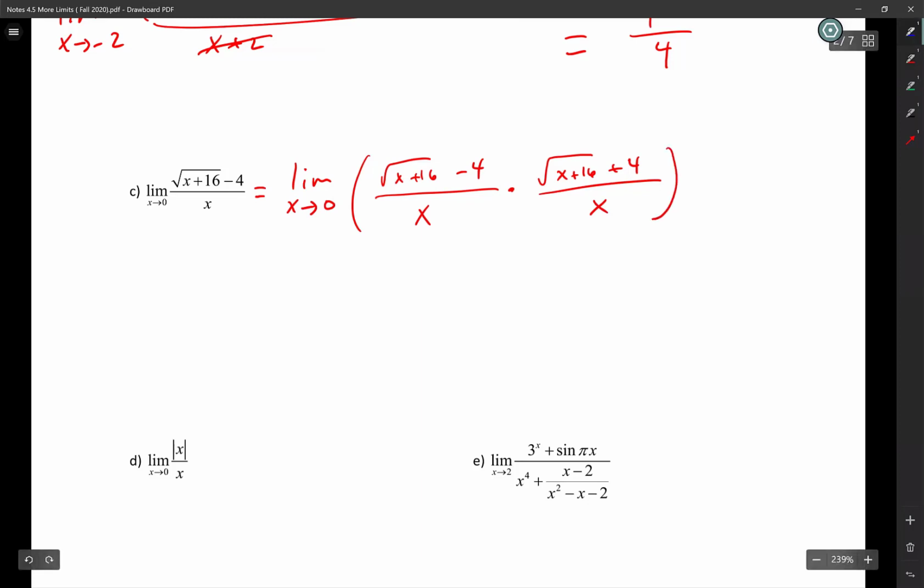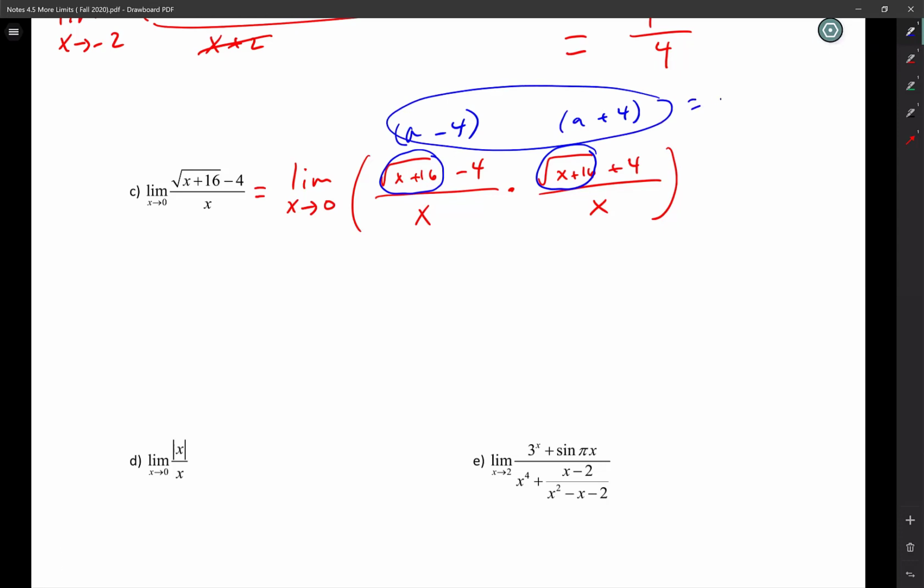All right. So what am I talking about when I say it looks like the difference of squares? Well, consider this a term. I mean, you have a whole bunch of stuff in there, but consider this a term. So this is like a minus 4. I'm just saying the square root of x plus 16 is a. And this is like a plus 4. Look, this is the difference of squares. Well, it's a difference of squares if you multiply it, if you distribute it. A squared minus 16.